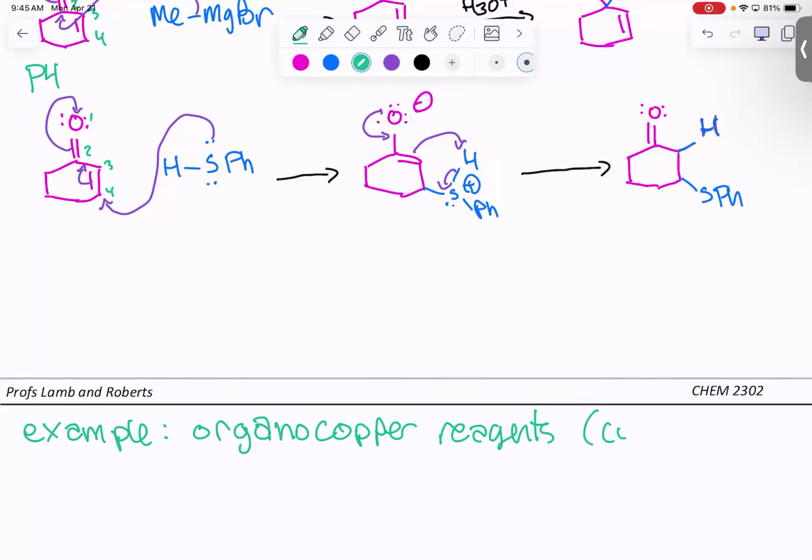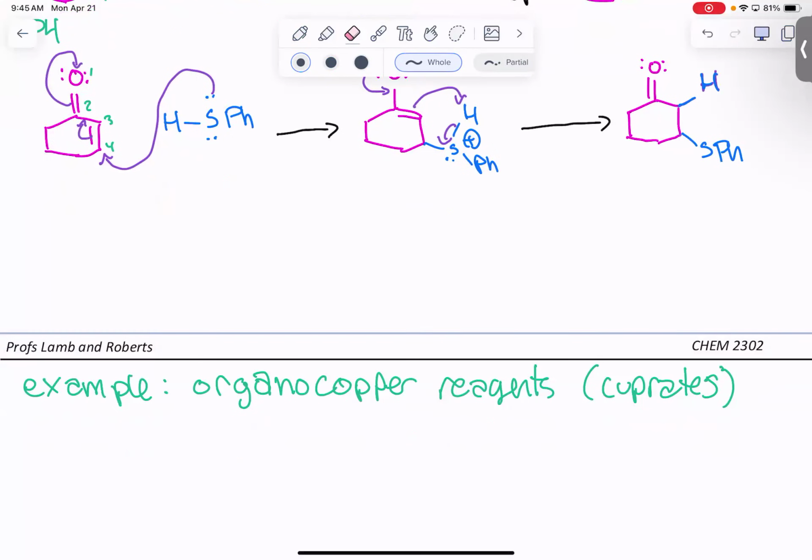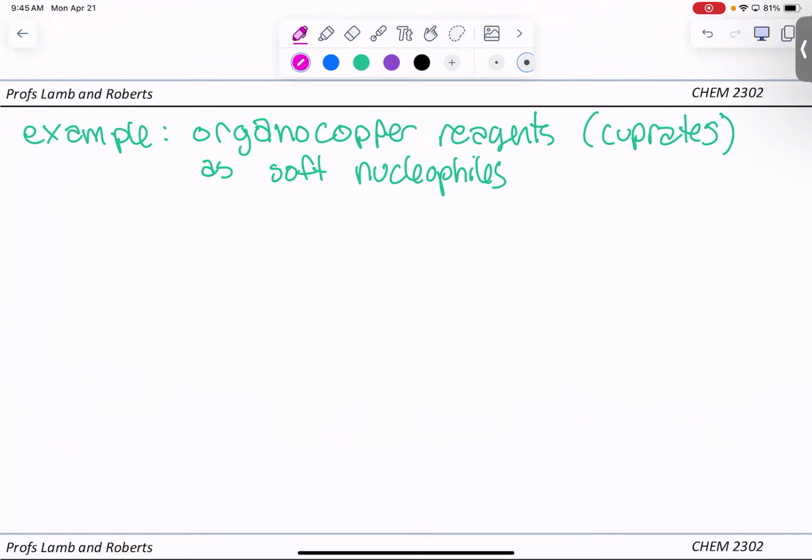So sometimes we call these cuprates, right? So cuprates is from the old-timey word for copper too. These are going to be soft nucleophiles. All right, so we can take our alpha beta unsaturated ketone. We can add in for our reagents these copper reagents. It's gonna be a little bit confusing because they also have a lithium counterion with them, all right?